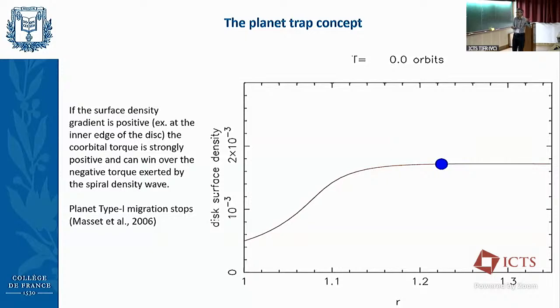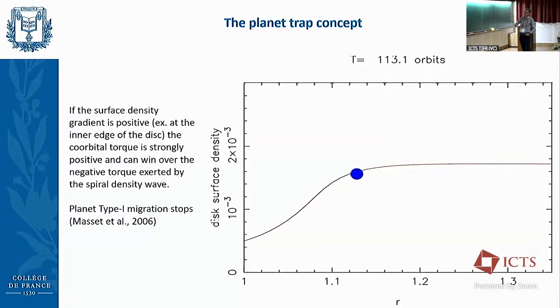So you can expect this positive surface density gradient in the inner part of the disk. You can expect them also at the outer edge of a gap of a major planet, which would be here. So you have a Jupiter that creates a gap, and another planet that comes and fills this positive density gradient. So positive density gradients can exist in the disk, and they exert this strong co-rotation torque that can stop the planet. And this is a representation of what happens.